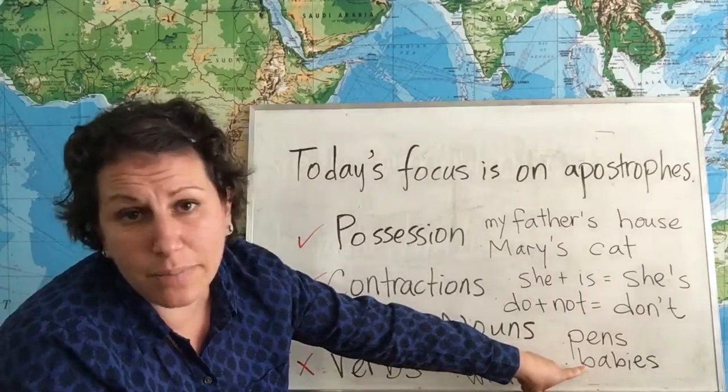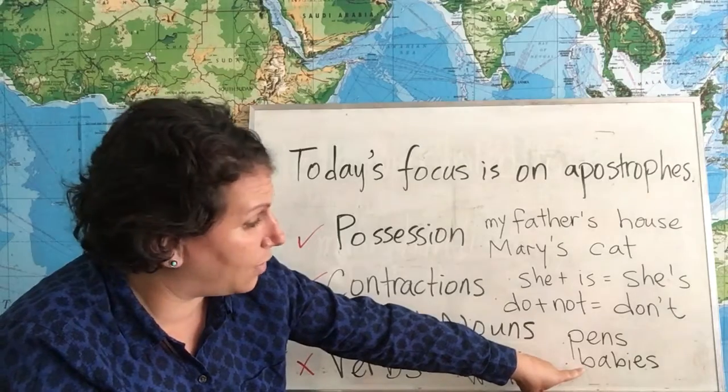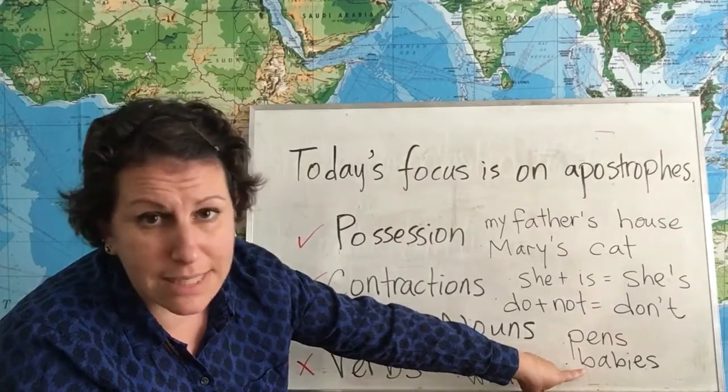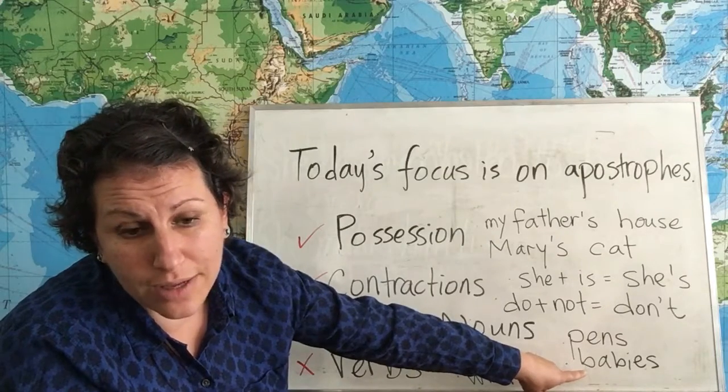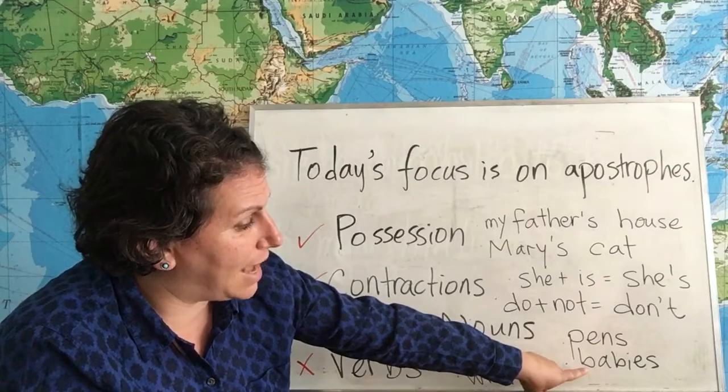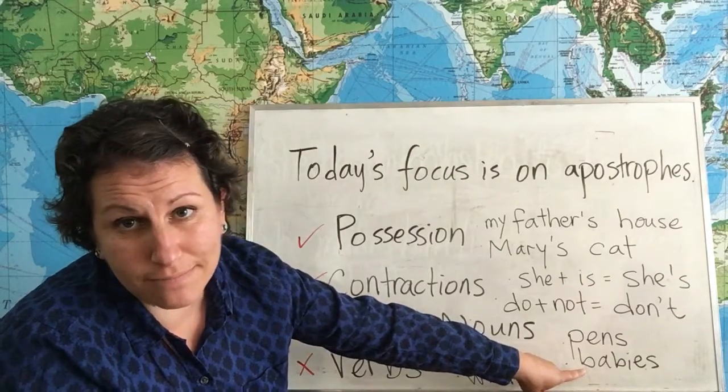So baby, B-A-B-Y, if we make it plural, the Y becomes I-E-S, babies, still don't need an apostrophe. Sometimes people think the plural of baby is B-A-B-Y apostrophe S. It's not.